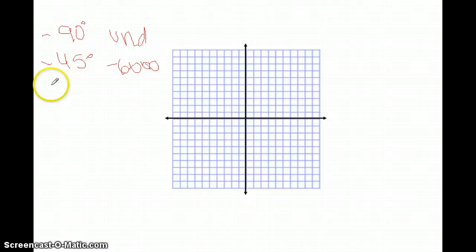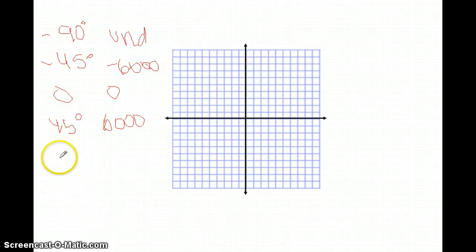Okay, so our next one will be at 0 degrees. And this one, our tangent function goes through the origin, so this will be at 0, 0. And we'll do 45 degrees. Plugging that into your calculator, you should get 6,000 for that value. And when you plug in 90 degrees, if you ladies can take a guess here, it should follow the same pattern. So it should be undefined when you insert 90 degrees for x.